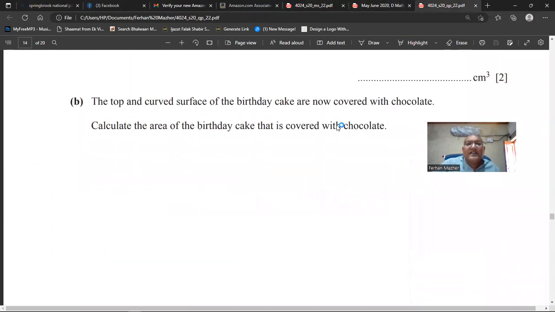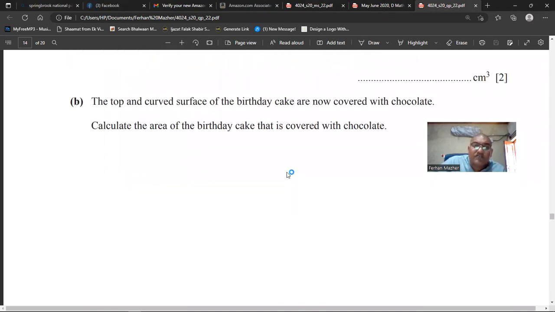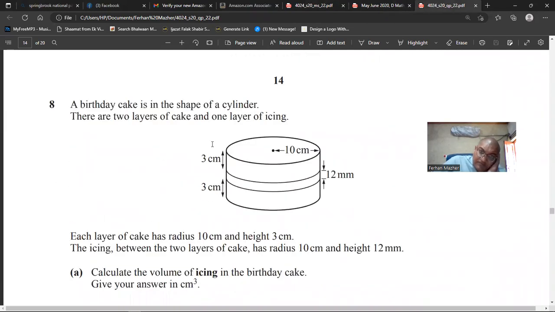Okay. The next question is, the top and the curved surface of the birthday cake are now covered with chocolate. Calculate the area of the birthday cake that is covered. That's a 3 marks question. So sides and the top. The surface area of the walls is 2 pi r h, and the top's area is pi r square.